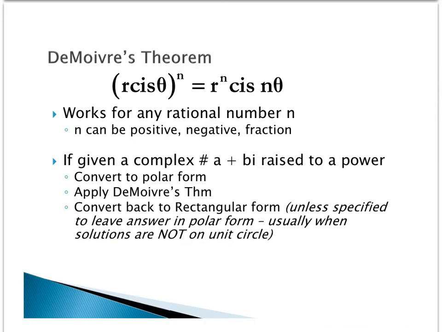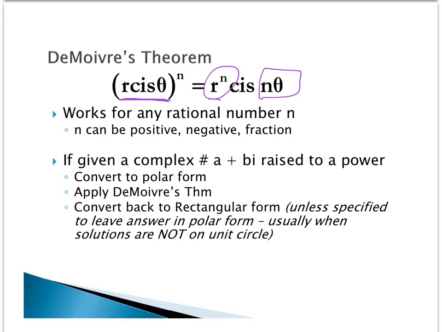Alright, so you guys learned on Friday in your groups that when you take a number that is in this polar complex form and raise it to a power, essentially what happens is you take that exponent and apply it to the radius, and you take that exponent and it becomes a multiplier on the angle theta. And this works for any rational number n.